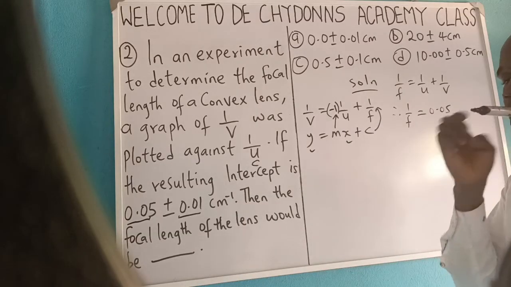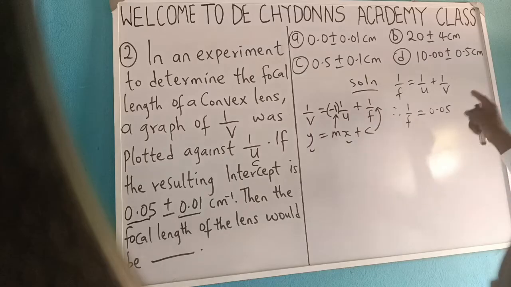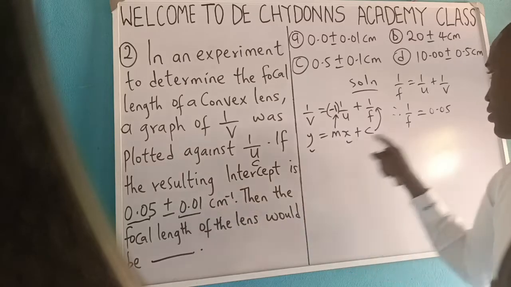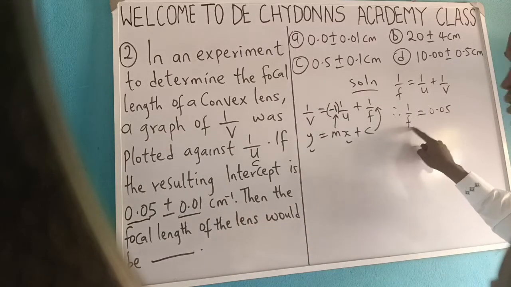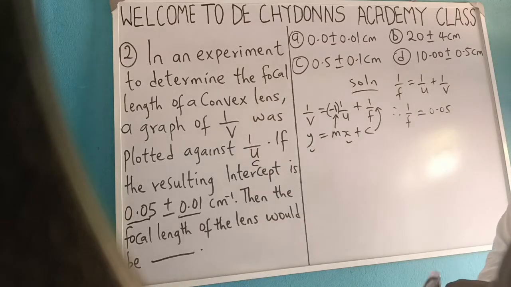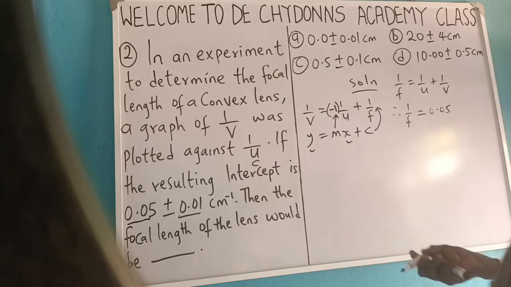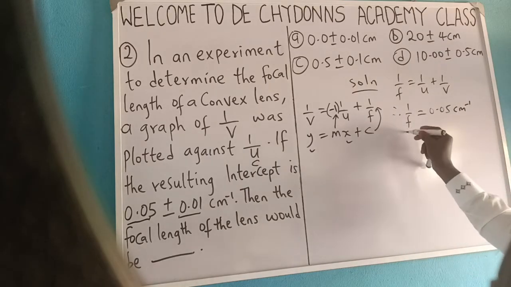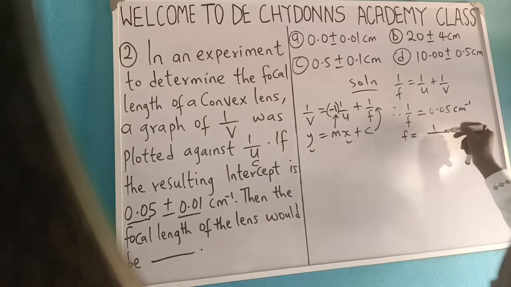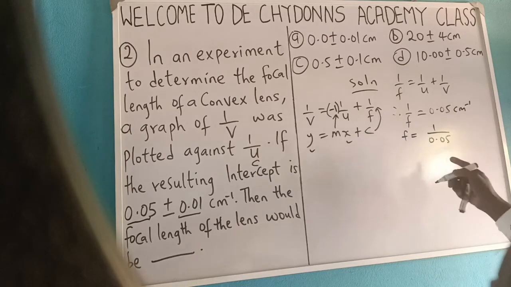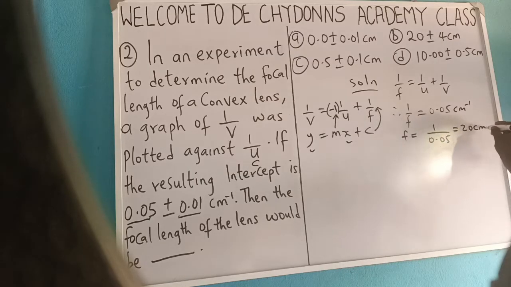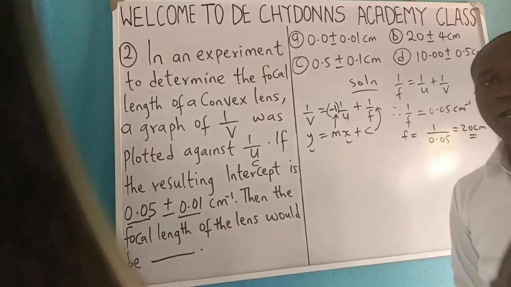0.05. That is our 1 over f. You see, now 1 over f is what we have here. That is why the unit is per centimeter here, because it is 1 over something. Okay. Then I will invert this to get my f. What is the inverse of 0.05? That is 20. What unit? Centimeter. I've gotten my focal length.